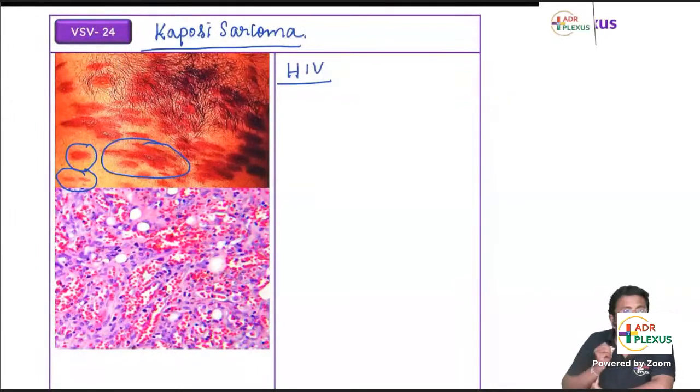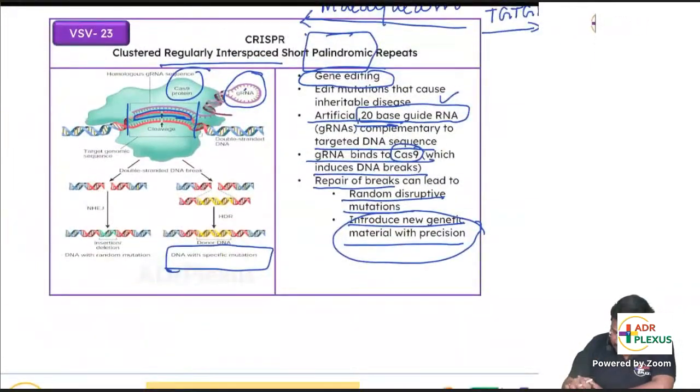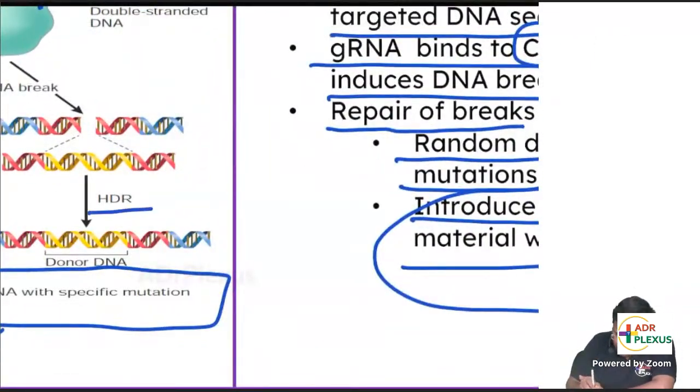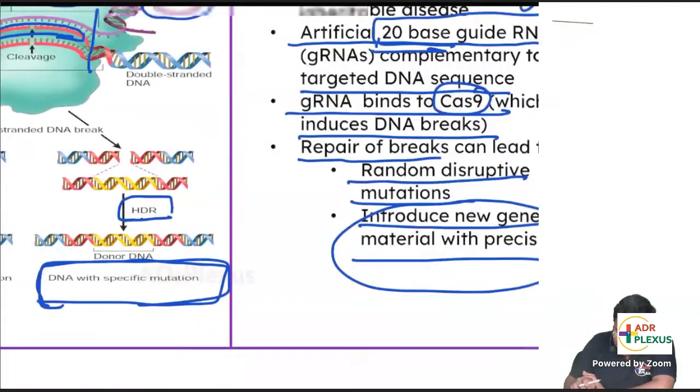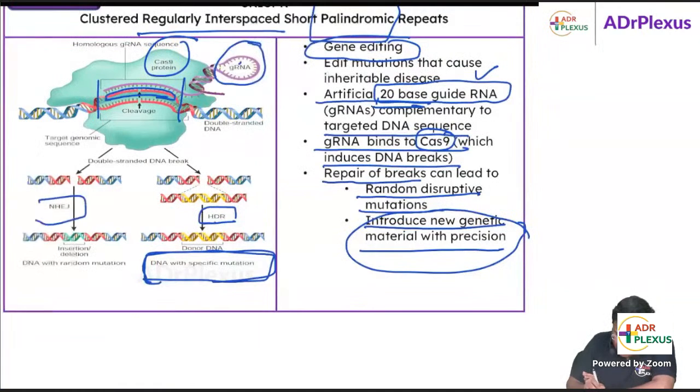Now, Kaposi sarcoma, the question comes, random disruptive mutation. Actually, we are interested in this thing. Usually we are allowing this type of mutation, homologous end joining. So we are using this. If non-homologous ends are joining, then it may introduce a random mutation.